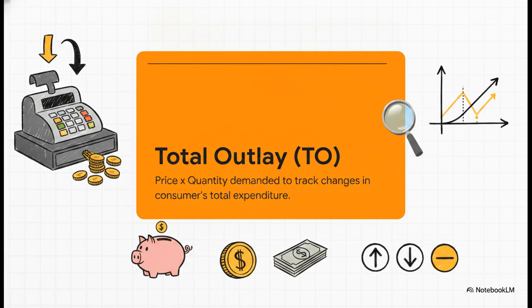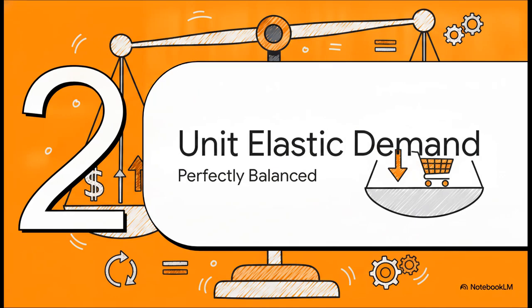We measure elasticity simply by tracking what happens to the total outlay after a price change. Ask yourself, when you drop or raise the price, does the total cash coming in go up, go down, or stay exactly the same? That leaves us with 3 possible mathematical outcomes. Let's jump right into the first outcome in Section 2, unit elastic demand.